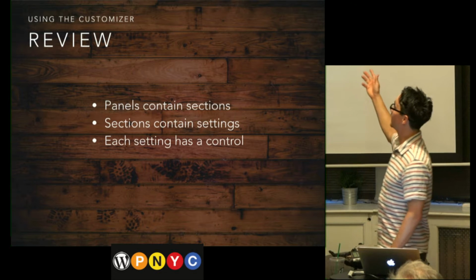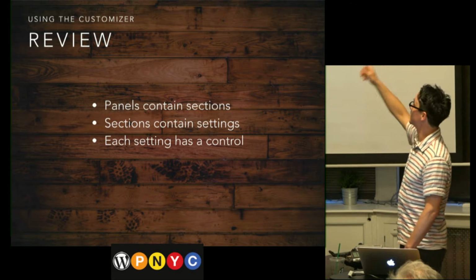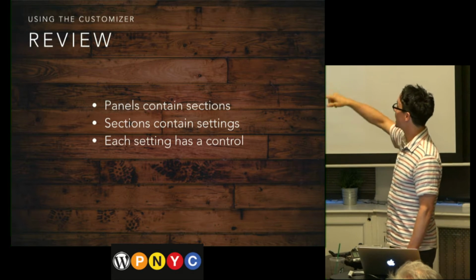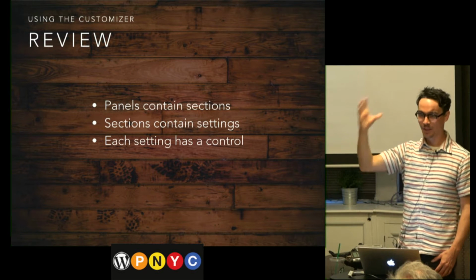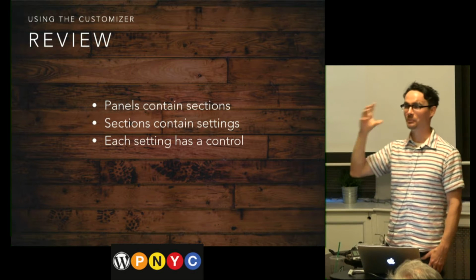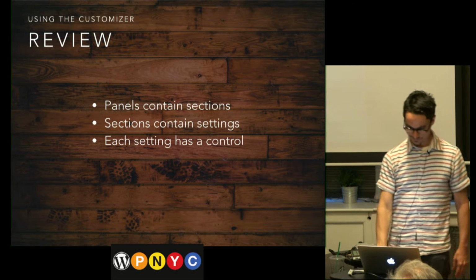So there are 4 building blocks. There are panels, sections, settings, and controls. Okay? So let's review, right? Panels contain sections, sections contain settings. Each setting has a control. So if you're going to build a theme with the customizer, remember those things.